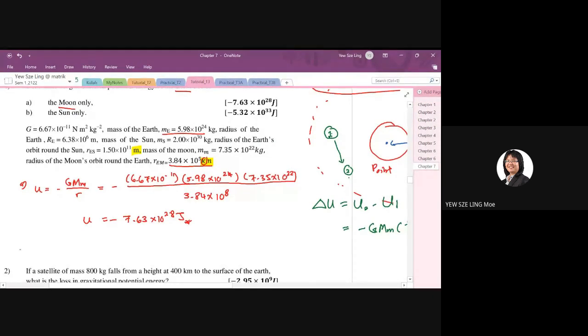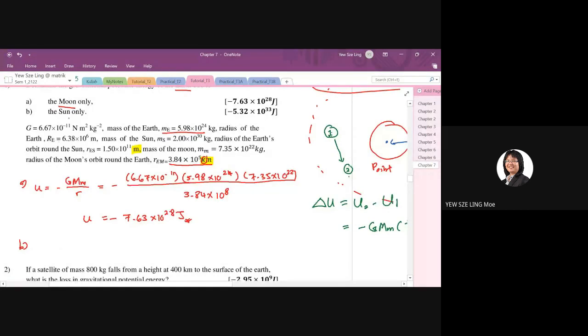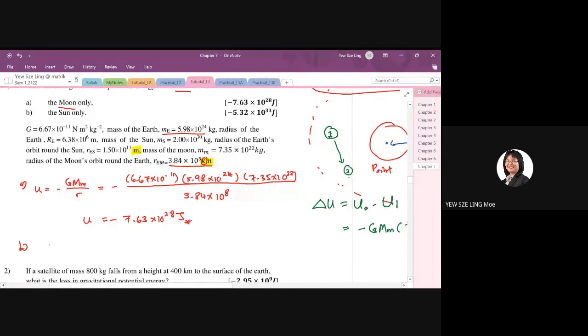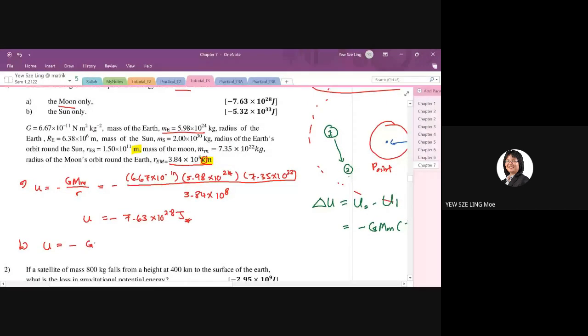And now part B is for the sun and the Earth. Basically, you're just going to repeat the same thing, so I will leave it to you. Try to calculate it yourself, and the answer should be 5.32 times 10 to the power of 23 joule. This is the work done needed to place the sun and the Earth, two of them, into the same universe, inside the field of each other.